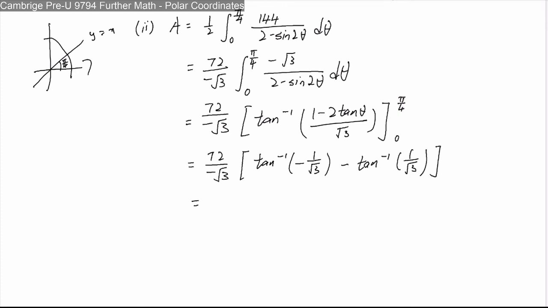So this is 72 over negative root 3. Arctangent of negative 1 over root 3 is negative pi over 6, and the other one is pi over 6 as well. Just tidying up this one, we will get 8 root 3 pi. So this is the area from 0 to pi over 4.